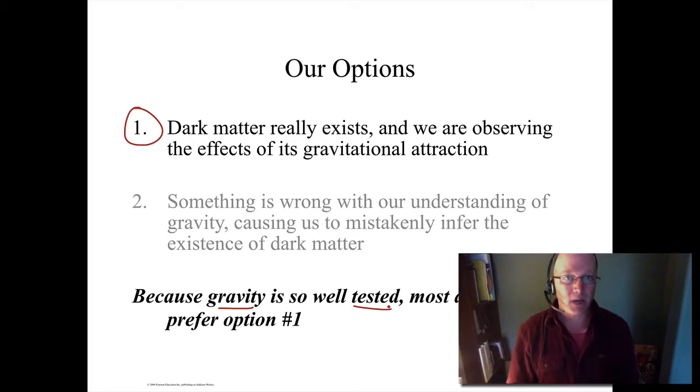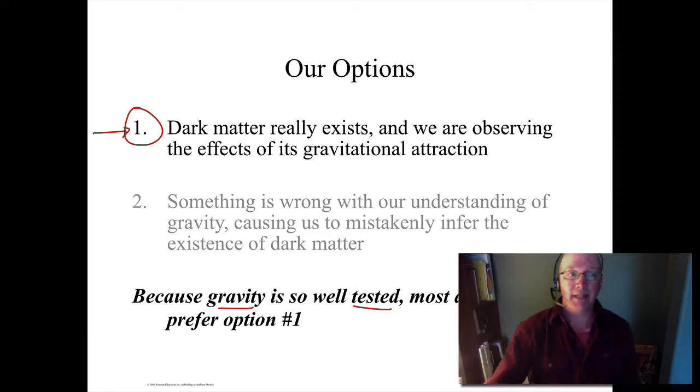So it's still entirely possible that there's something about gravitational interactions on really big distance scales that is different from relativity, just like relativity is different from Newton at very, very fast speeds. Right? So we're testing a new realm. So we can't rule out number two altogether, but because gravity is so well tested, we really do lean towards one.